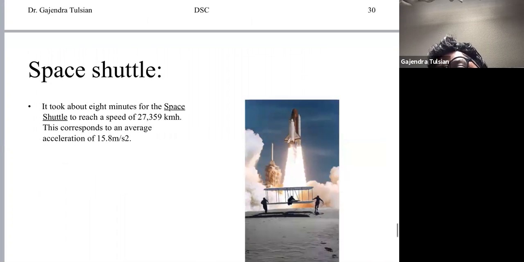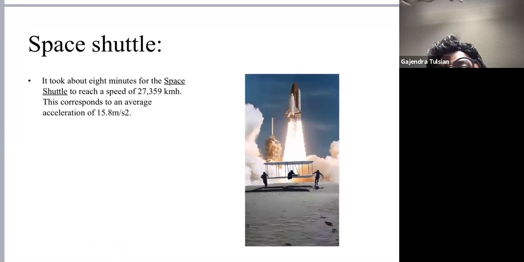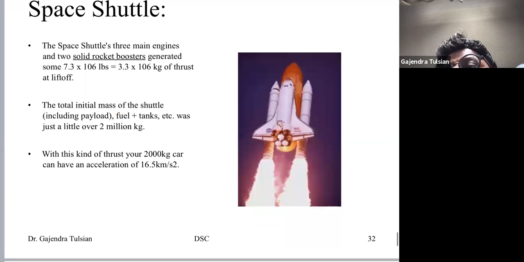All right, so we'll quickly go over some numbers for the space shuttle. It took the space shuttle 8 minutes to get to space, and its orbital speed was 27,000 kilometers per hour, roughly 18,000 miles per hour. The average acceleration was 16 meters per second squared. That is 1.5 Gs. So that was the average acceleration.